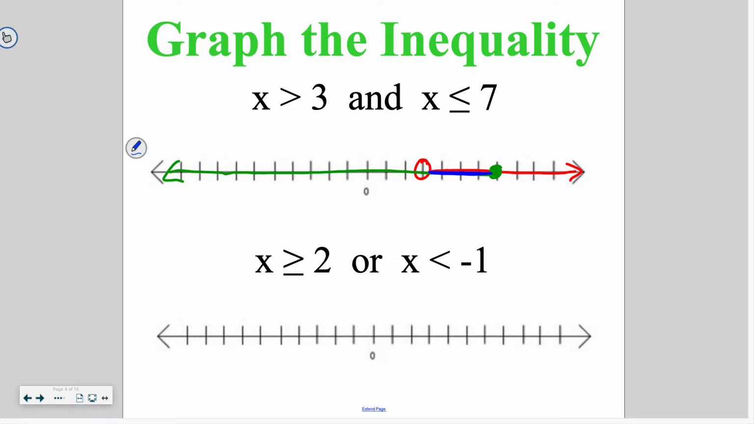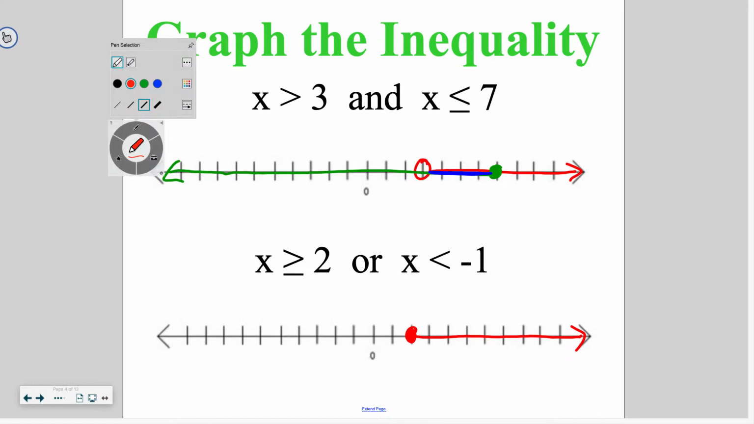If we're talking about the or case, we've got, again, both of the inequalities. So this first one, x is greater than or equal to 2. So we come over to 2, put our closed dot, and it's greater than or equal to 2. And then our second one says x is less than negative 1. So we come over to negative 1, and we're getting smaller than that.